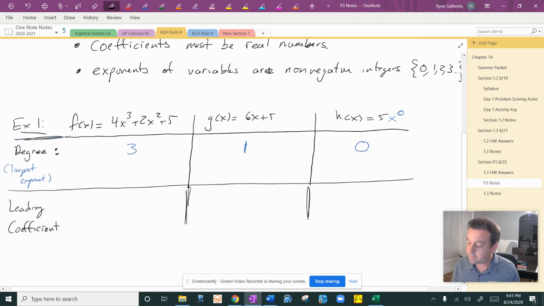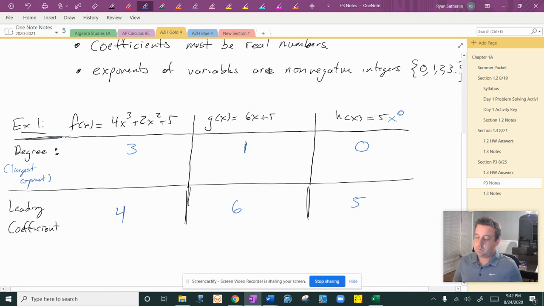If I look at f of x, first of all, standard form means we go with our exponents from largest to smallest. So notice f of x is in standard form. The largest exponent is 3, so x to the third, and the coefficient that goes with the x to the third term is a 4. More importantly, it's not always the number, it's whether the leading coefficient is positive or negative. For g of x, the leading coefficient would be 6. And for h of x, the leading coefficient would be 5.